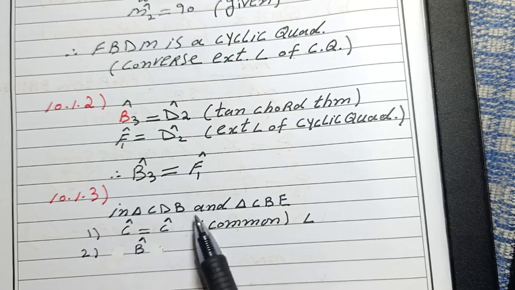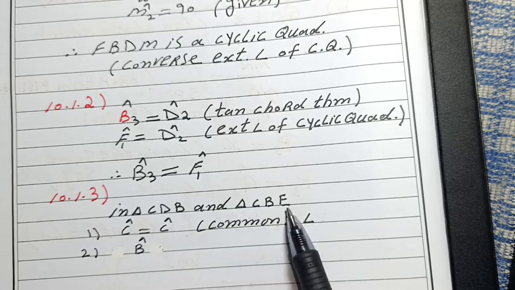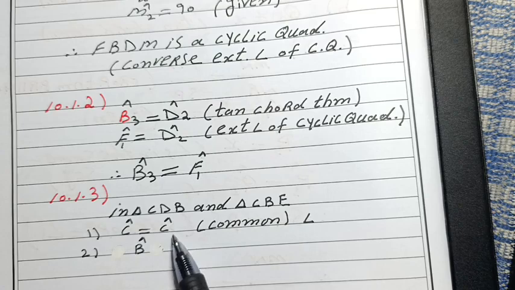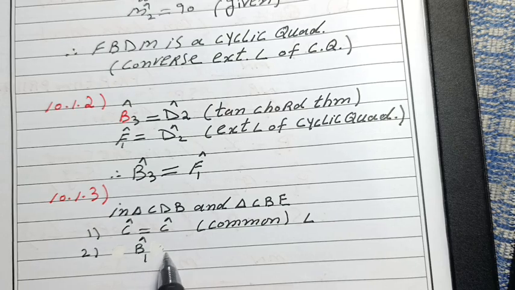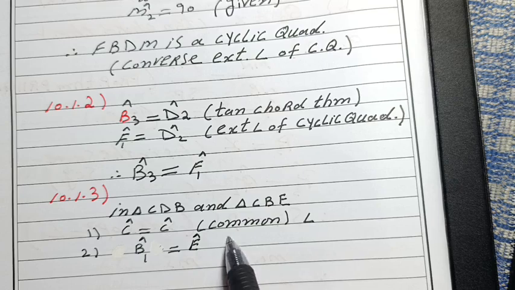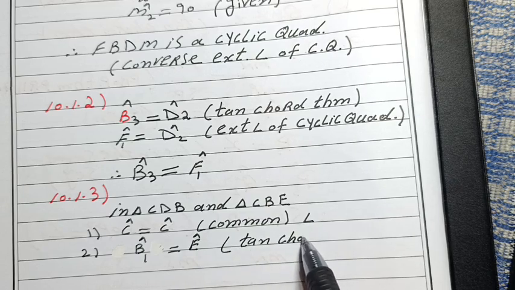In triangle CDB and triangle CBE, angle C is equal to angle C, common angle, and angle B1 is equal to angle E, tan chord theorem.